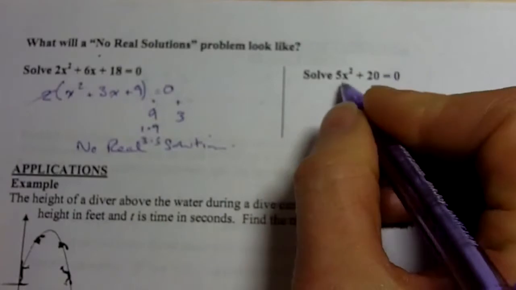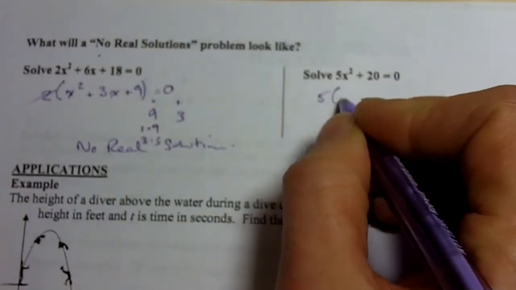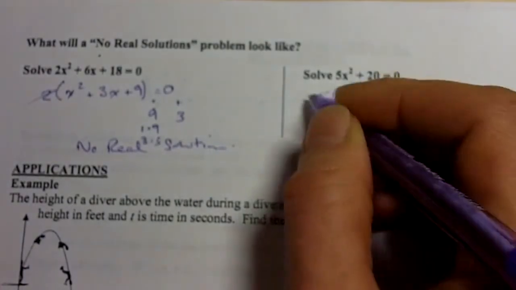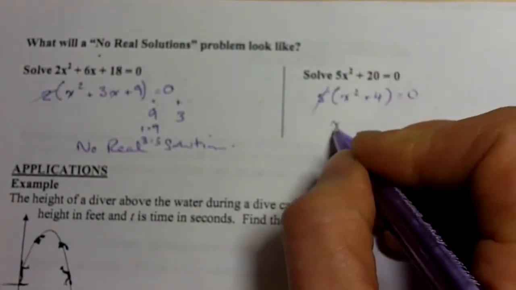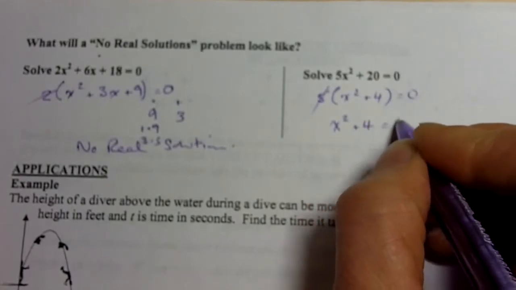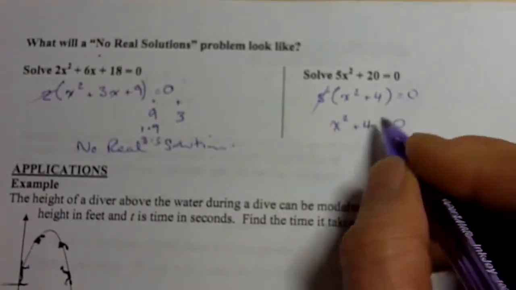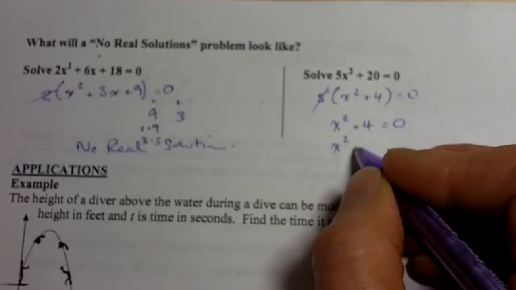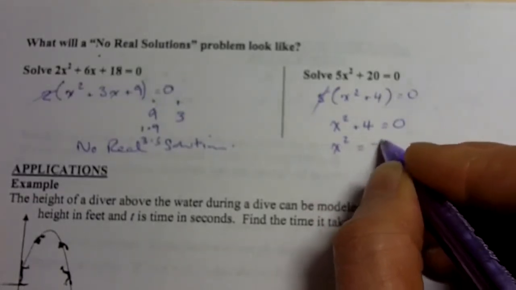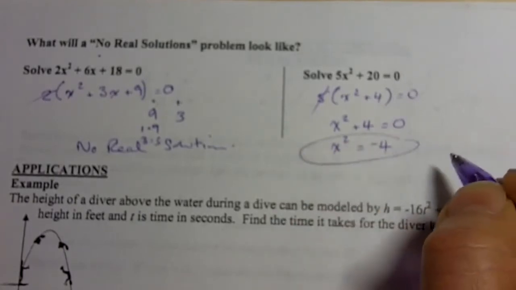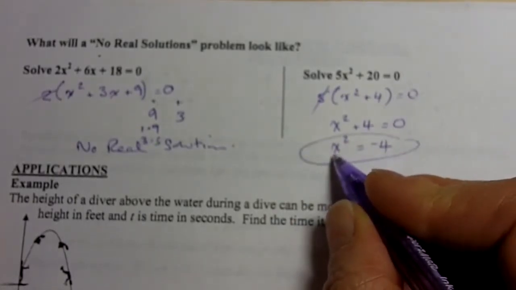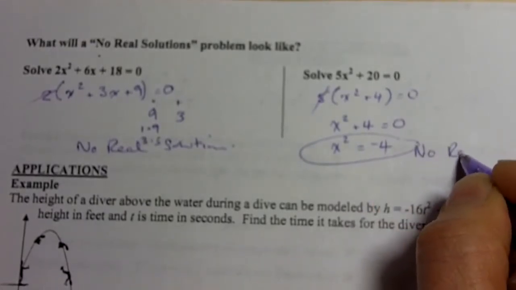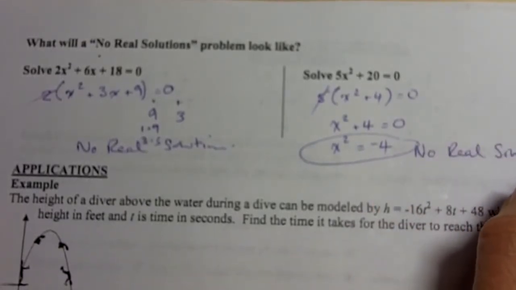So that's how you would know you had no real solutions. Another one over here. Let's pull out 5 and we'll get x squared plus 4 equals 0. Throw out the 5. We're going to solve for x. To start with, we will isolate the squared term, so we're going to subtract 4 from both sides. And here we have an issue, because we cannot square a real number and get a negative number. So again, that will mean no real solutions.